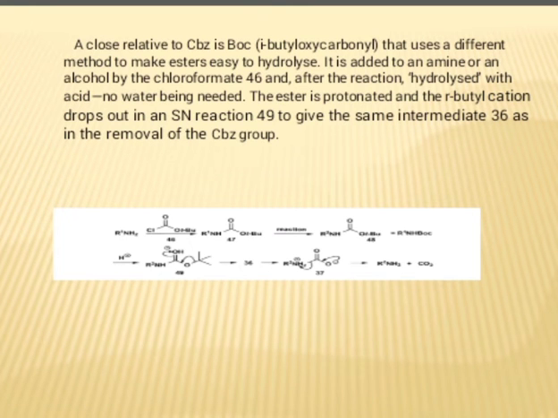A relative of CBZ is t-butyloxycarbonyl. It uses a different method to make esters easy to hydrolyze. It is added to an amine or an alcohol by the chloroformate 46 and, after the reaction, hydrolyzed with acid, no water being needed. The ester is protonated and the t-butyl cation drops out in an SN1 reaction 49 to give the same intermediate 36 as in the removal of the CBZ group.